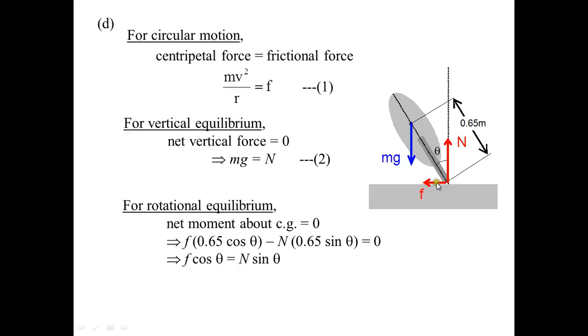Then the anti-clockwise moment will be N times again the perpendicular distance. Same thing, you make use of this triangle. Hypotenuse is 0.65. I want the opposite, so it's sine. So I end up with 0.65 sine theta. So the equation that I have is F cosine theta equals N sine theta. We want to solve for theta.